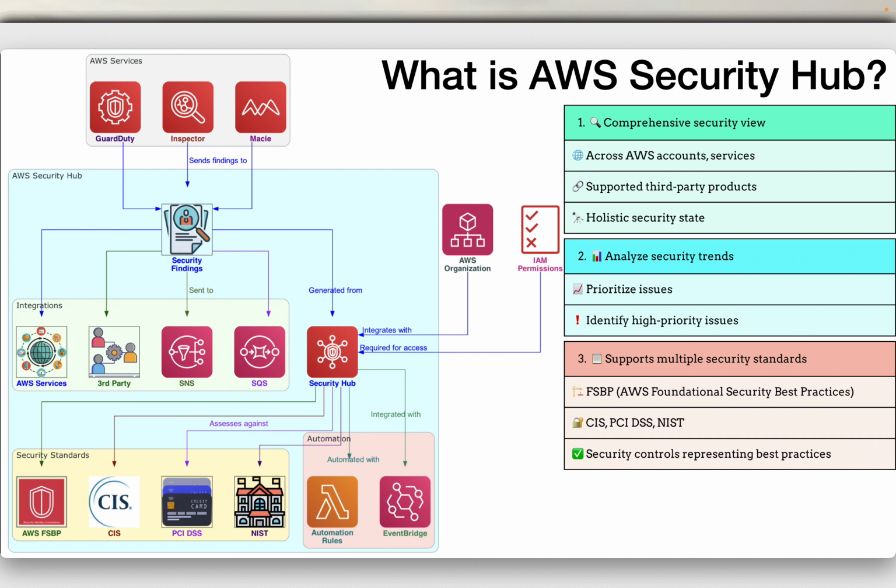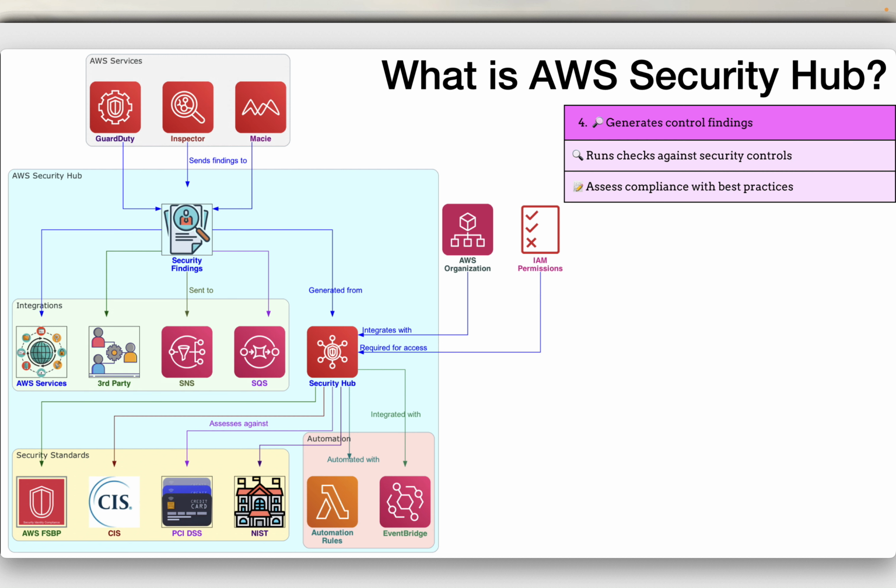Security Hub supports various security standards, including the AWS Foundational Security Best Practices (FSBP) standard, as well as external compliance frameworks like the Center for Internet Security (CIS), Payment Card Industry Data Security Standard (PCI DSS), and National Institute of Standards and Technology (NIST). Each standard consists of several security controls representing best practices. By running checks against the security controls defined in the supported standards, Security Hub generates control findings that help you assess your compliance against these security best practices.